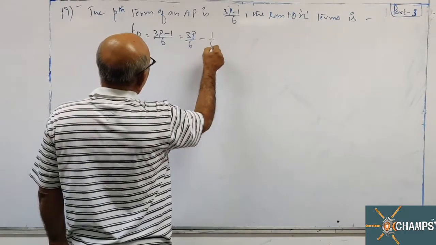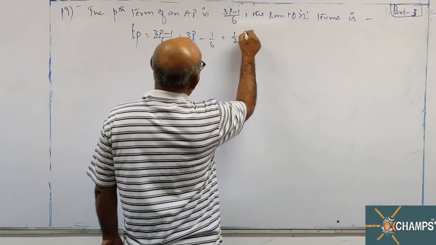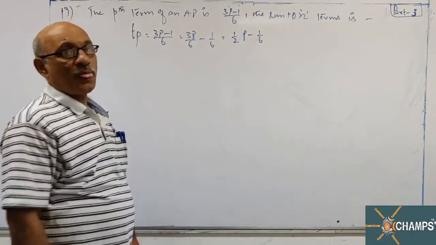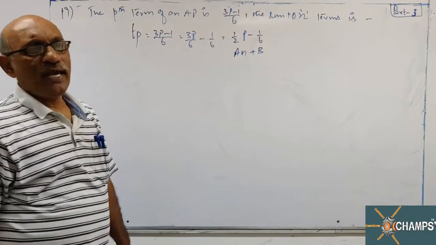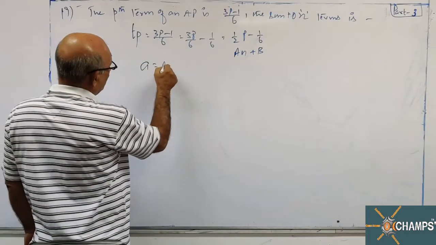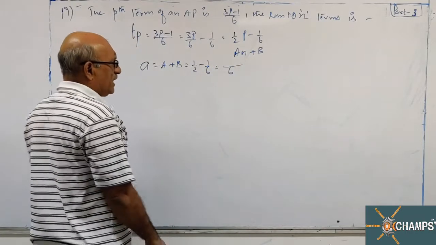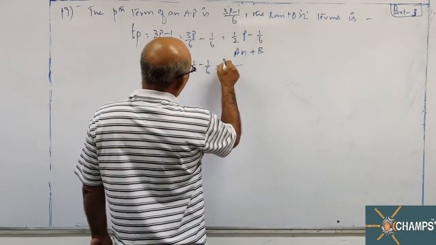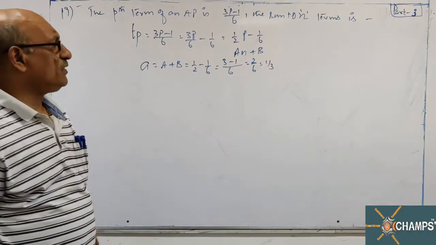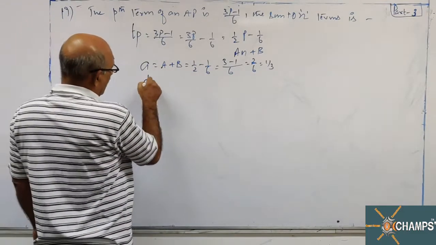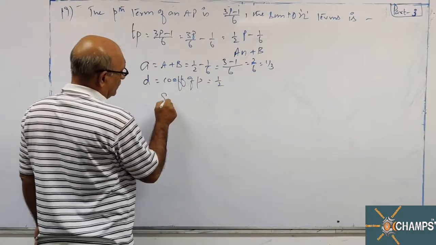This can be written as 3p by 6 minus 1 by 6. This is 1 by 2 into p minus 1 by 6. This is of the type an plus b. So first term is equal to a plus b, 1 by 2 minus 1 by 6. When I take 6 as LCM, 3 minus 1, 2 by 6, this is 1 by 3. First term of the sequence is equal to 1 by 3. Common difference is equal to coefficient of p. This is 1 by 2.